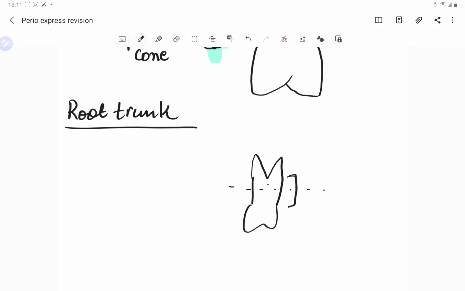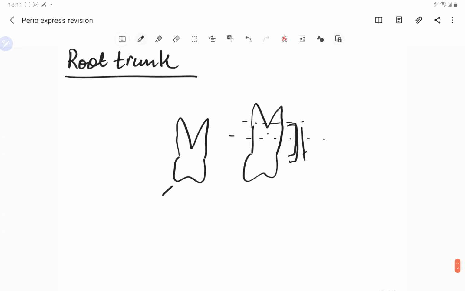If there is a longer root trunk, guys, there has to be more bone loss to reach up to the furcation. And if there is a shorter root trunk, that means even a minimum amount of bone loss. Suppose I'm going to draw one more here. Here, this is a short root trunk. So in case there is a short root trunk, in this case, if you see here, even a small amount of bone loss will take it to the furcation. So that is how both of these affect us.